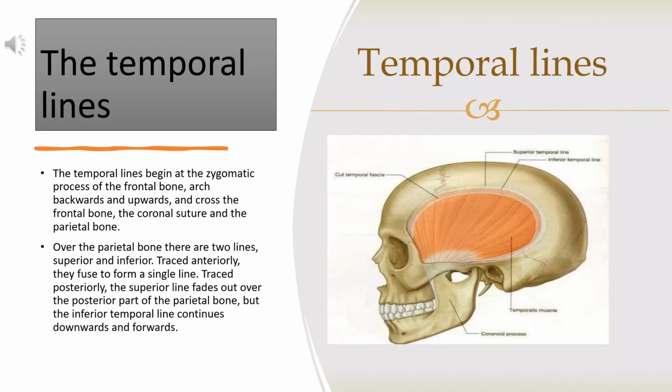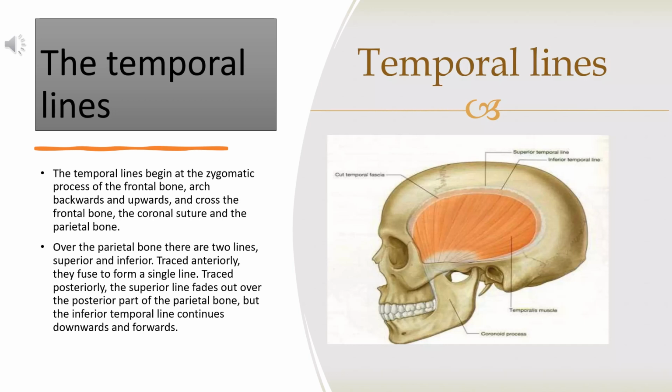Next is temporal lines. They begin at the zygomatic process of the frontal bone and arch backwards and upwards, crossing the frontal bone and the coronal suture and the parietal bone. Over the parietal bone, there are two lines. So there are two types of temporal lines. First one is superior temporal line and another one is inferior temporal line.